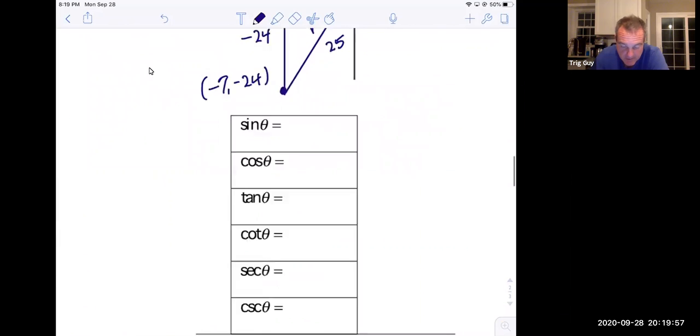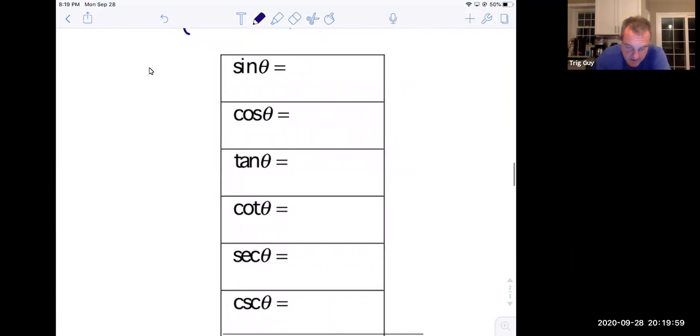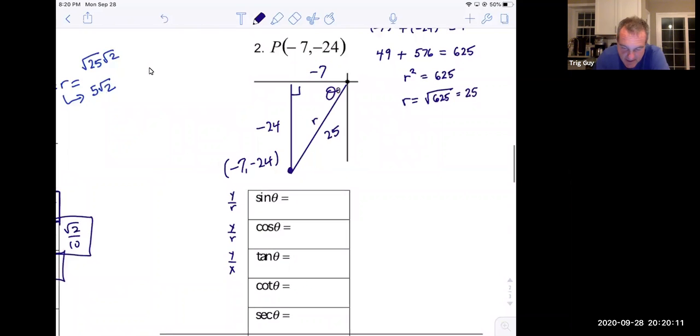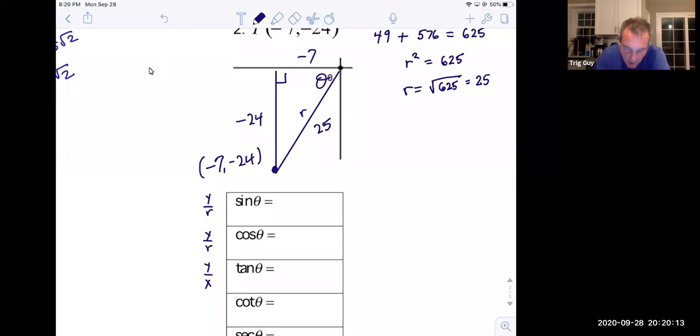That's half the battle. And then all you got to do is kind of list what you got here. Sine is y over r, cosine's x over r, tangent's y divided by x. And then you got 3 reciprocals. So easy peasy, nice and easy. Don't forget, r is always positive. I can't emphasize that enough. Your radius of a circle has to be positive. So sine would be y over r, -24/25.